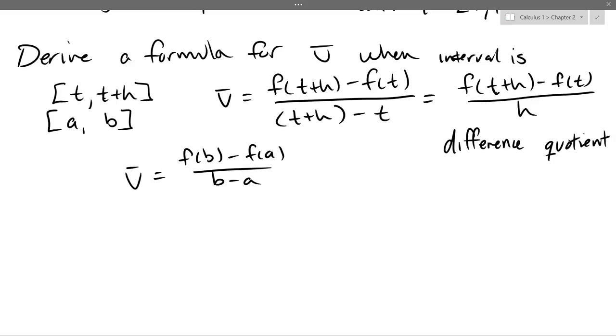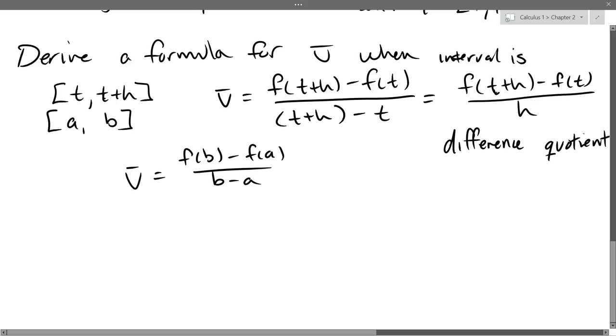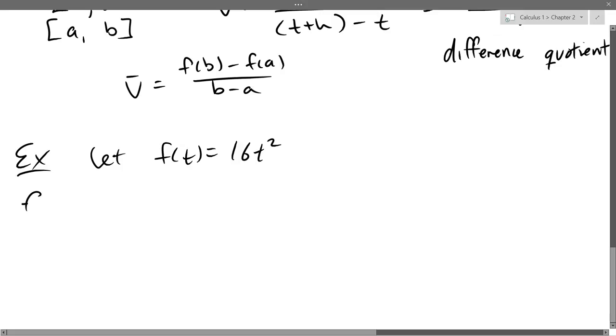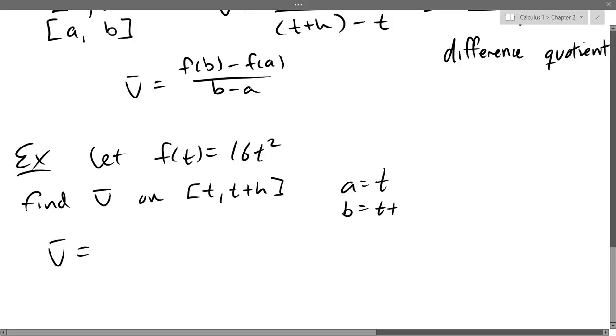All right, so that's our average velocity from t to t plus h. We got that formula right there. So we're going to go back to our original example, f of t equals 16t squared. Same function as before. So I want to find the average velocity on the interval t, comma, t plus h. So a is t, b is t plus h.